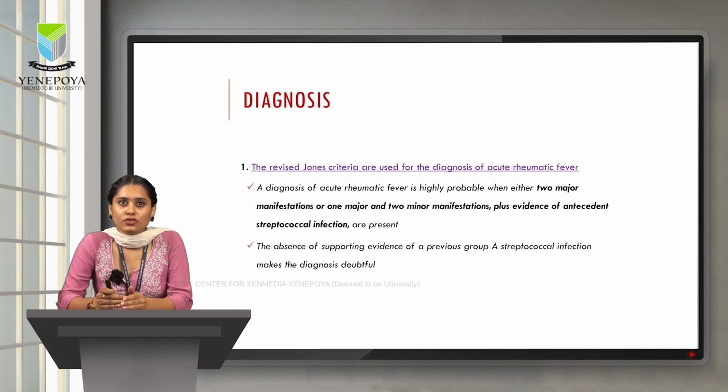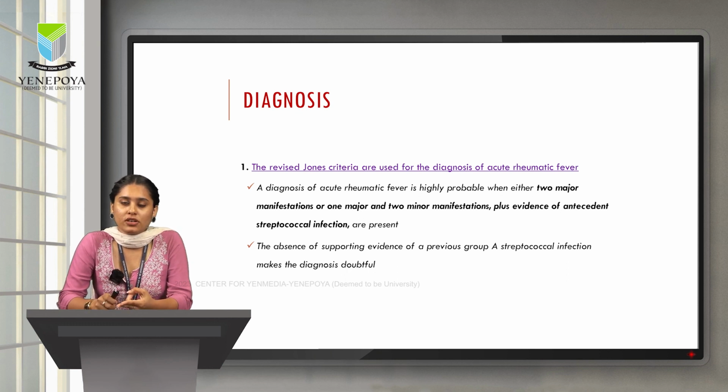So the diagnosis of acute rheumatic fever is highly probable if either two major manifestations, or one major manifestation and two minor manifestations, are present along with the evidence of an antecedent streptococcal infection. So what does this mean? When can you say the acute rheumatic fever is present for sure?